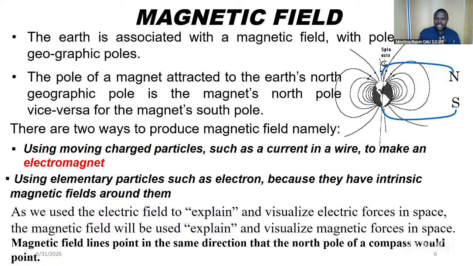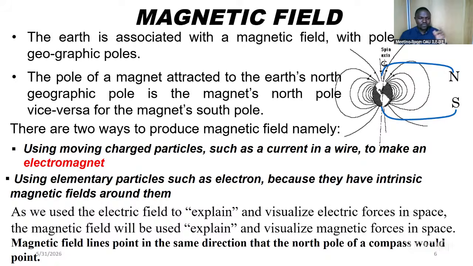So under the magnetic field, we want to believe that the earth is associated with a magnetic field, because you have heard before, they say, oh, one particular country is at the North Pole, the other country is at the South Pole. So the pole of a magnet attracts to the earth's north geographical pole. That is the magnetic pole, the magnetic North Pole. And the same thing with the magnetic South Pole.